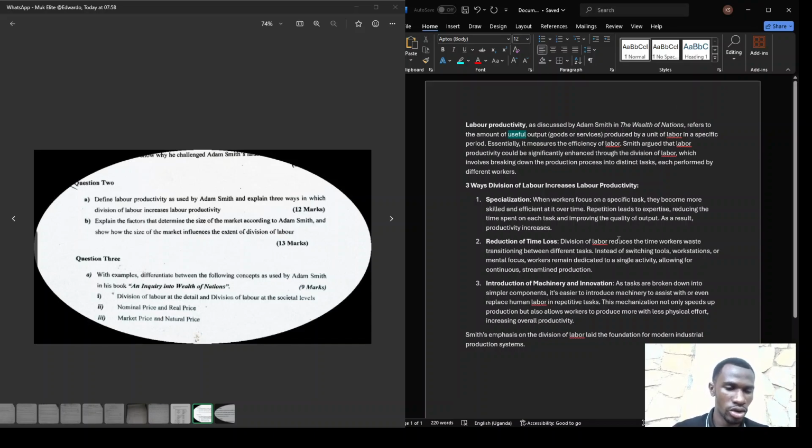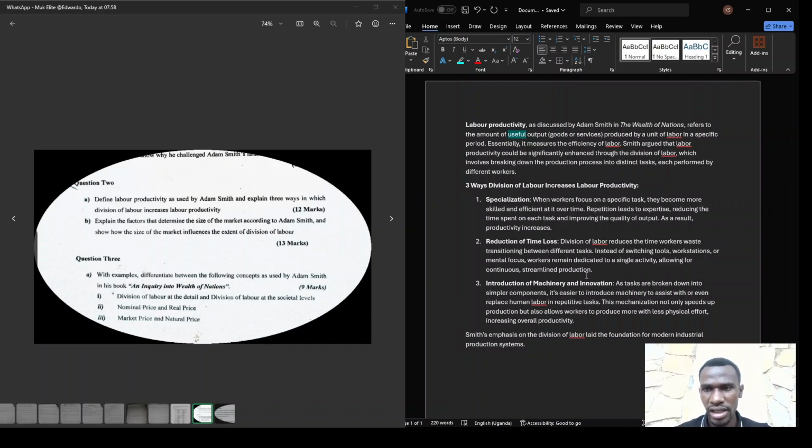We are diving into political economics and we are having some questions here. We are saying define labor productivity as used by Adam Smith and explain 3 ways in which division of labor increases productivity. 12 marks. So they want you to define labor productivity as used by Adam Smith and show how it increases labor productivity. And here are the solutions. You can go through them and you can share with me what your ideas are as well.